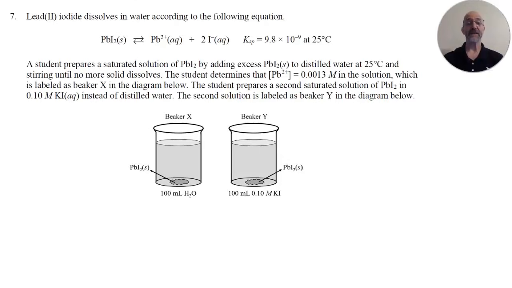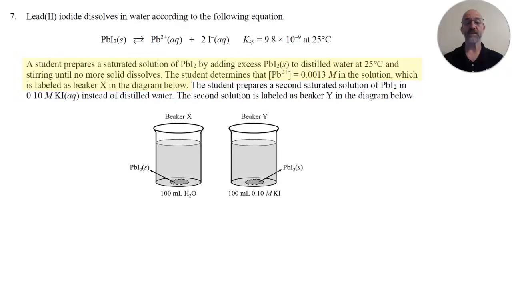Now, question 7 is a multiple choice question, but before we consider the 4 answer choices, let's consider the details of the experiment in question 7. It says that lead(II) iodide, which has the chemical formula PbI2, dissolves in water according to the following equation. And we are told that a student prepares a saturated solution of lead iodide by adding excess solid lead iodide to distilled water at 25 degrees Celsius and stirring until no more solid dissolves.